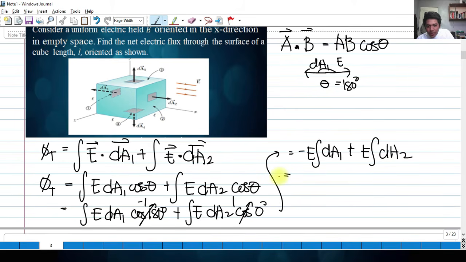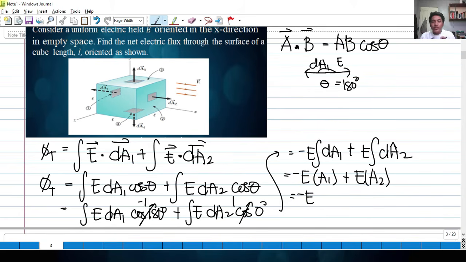And what are we going to do if we integrate dA sub 1? That's very easy. If we integrate dA sub 1, that should become A sub 1, plus E integral of dA sub 2, that should become A sub 2. But according to the problem, how are we going to evaluate the area? The area we are talking about is the surface area. What is the surface area of a cube?